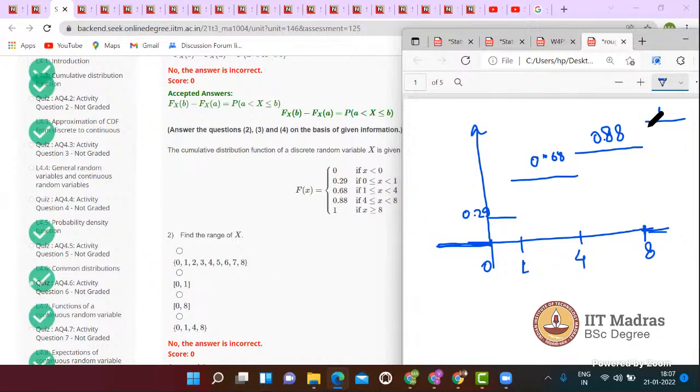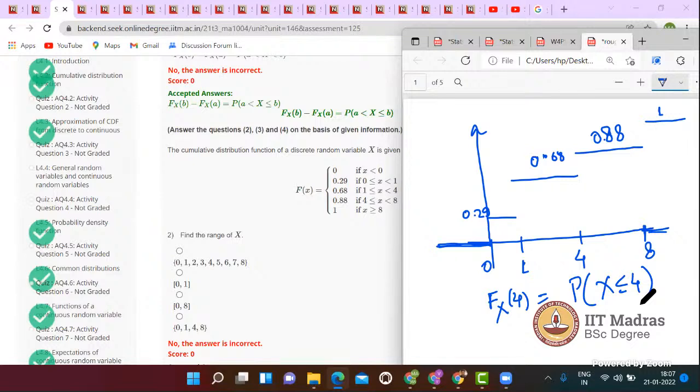It means the probabilities before the 4 need to be summed, right? Yeah. So if you are telling F(x) at x equal to 4, it needs to be the probability of x less than or equal to 4. Then what is the point of mentioning 1 less than or equal to x less than or equal to 4?